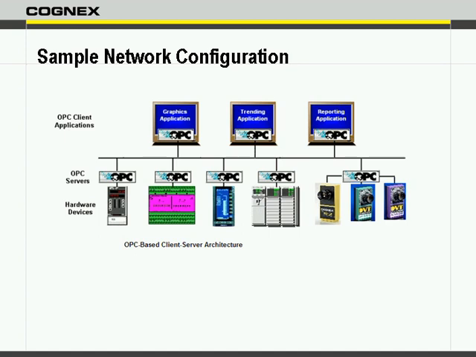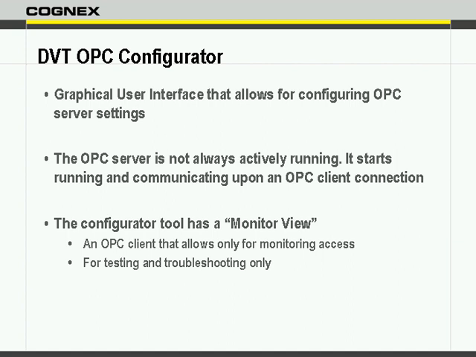So this is a sample network configuration for OPC. You have different OPC clients, and you could have different OPC servers. And one of them could be an OPC server that is connected to DVT cameras. Once those cameras are linked together with our OPC server, any client on the network can access that OPC server just like any other OPC server can be accessed. So it's basically a client-server architecture over a distributed network.